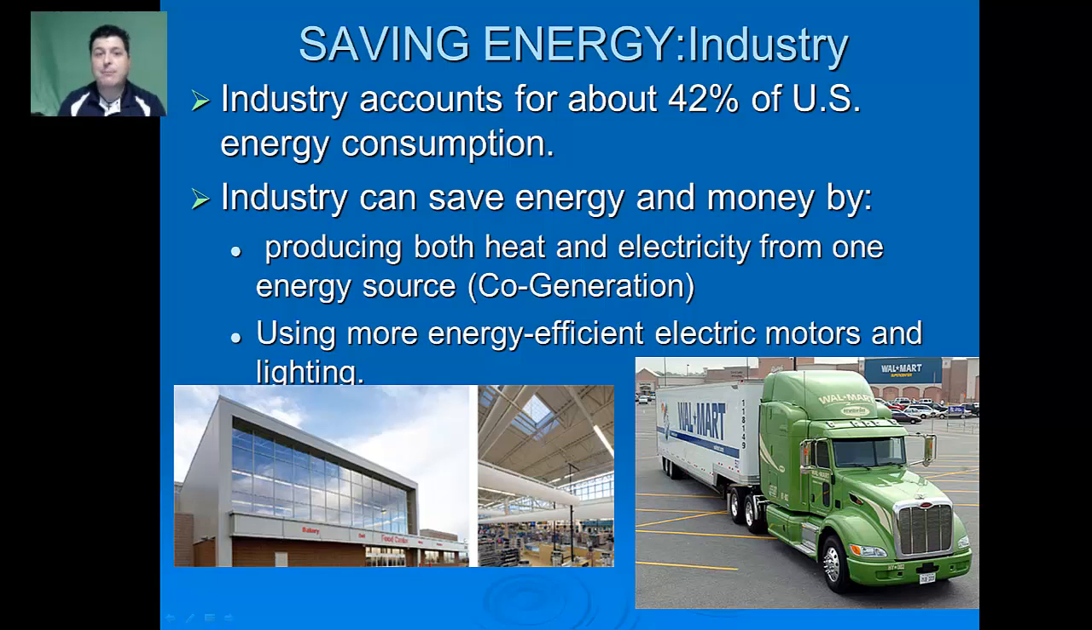If you're already combusting a fossil fuel to heat up water, to turn turbines to create electricity, well, why not then take some of that heated water instead of just releasing it as waste and use it as your heat source for your facility? Industry can use more efficient electric motors and find ways to have more efficient lighting, like using natural lighting as well as more cost-effective, energy-efficient LEDs and compact fluorescent light bulbs.